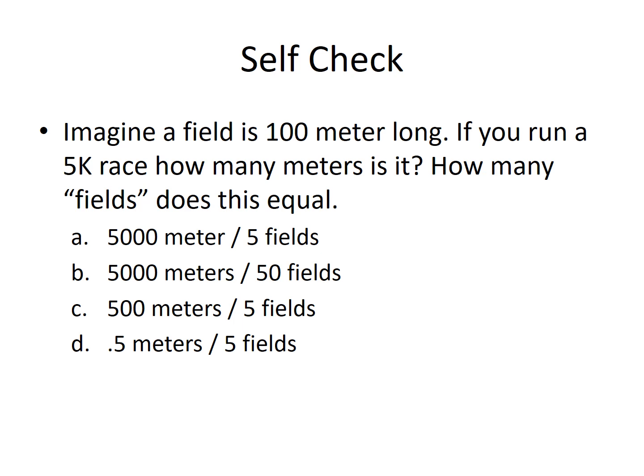Imagine a field is 100 meters long. If you ran a 5K race, how many meters is this equal to? And how many fields would this represent?